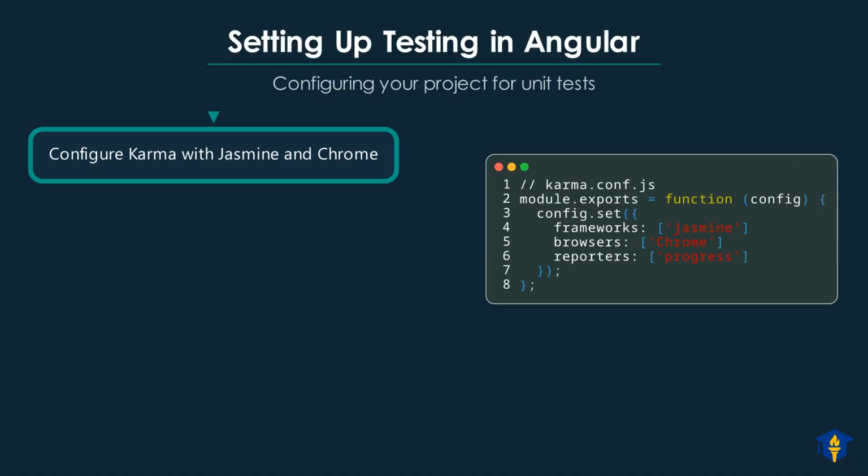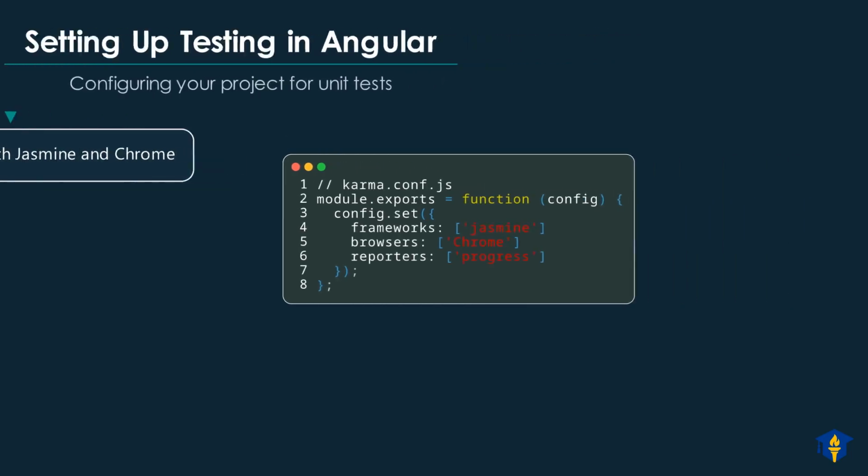Finally, you can configure Karma to use Jasmine and Chrome for your testing needs. The karma.conf.js file allows you to set frameworks like Jasmine and specify browsers.